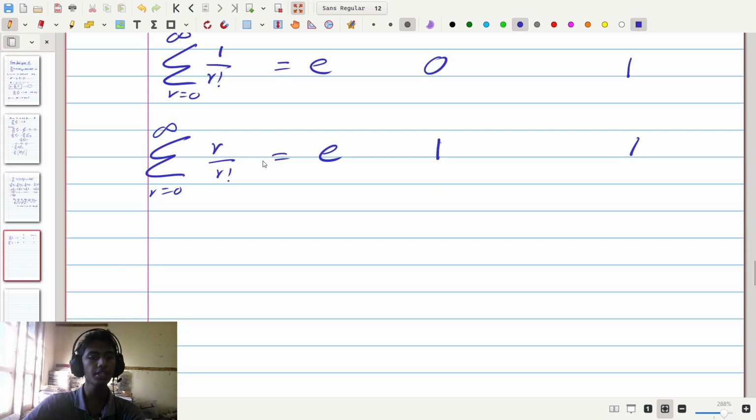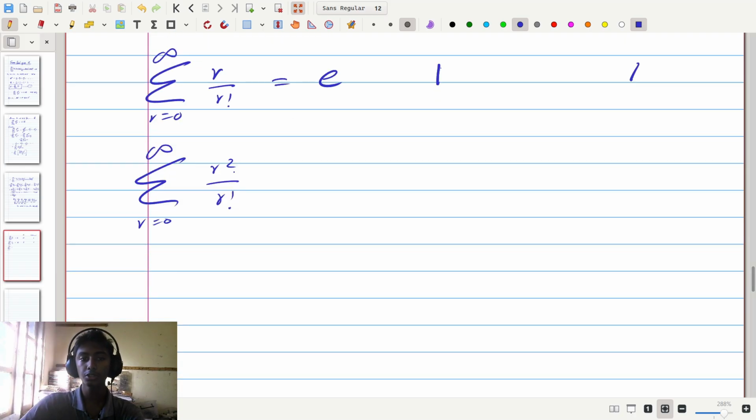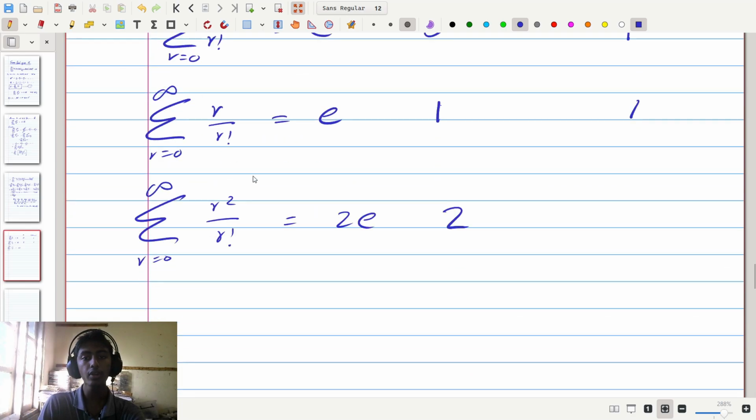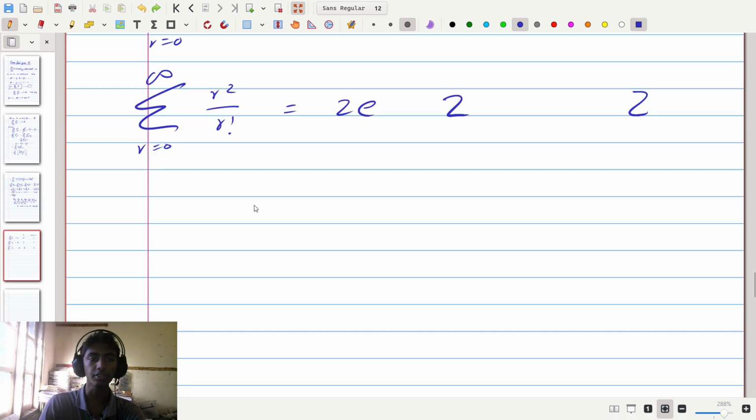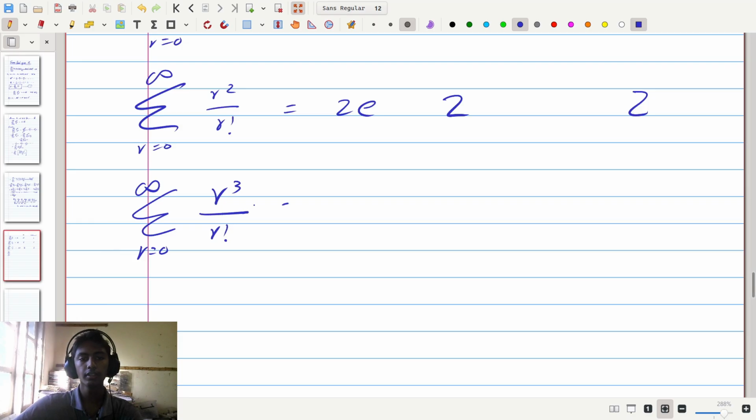For the next term, as it turns out, the sum from r equals 0 up to infinity of r squared divided by r factorial comes out to 2e. So when n is 2, we get a coefficient of 2. Now when you see this, you're probably thinking, oh, it's Fibonacci, right? 1, 1, 2 is very Fibonacci-like. However, the next term is not 3. The sum from r equals 0 up to infinity of r cubed divided by r factorial is in fact equal to 5e, not 3e. So for n equals 3, the coefficient is 5.